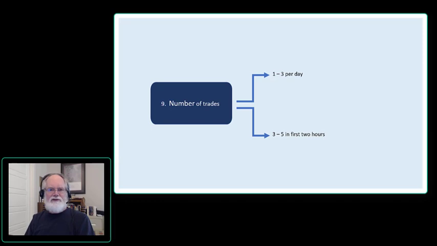Number 9, number of trades. How many trades are posted each day or each morning during a certain couple of hours? 1 to 3, 3 to 5, somewhere in that range. So it's good to know that, what your opportunities are going to be.